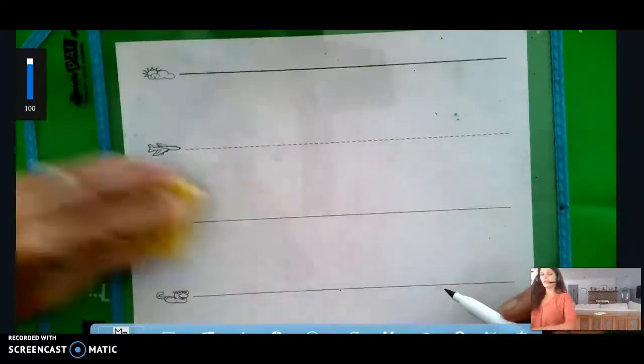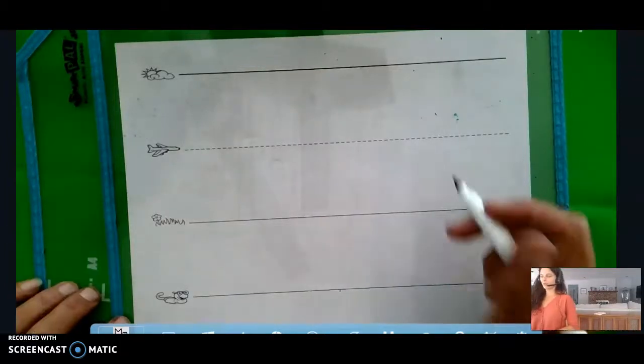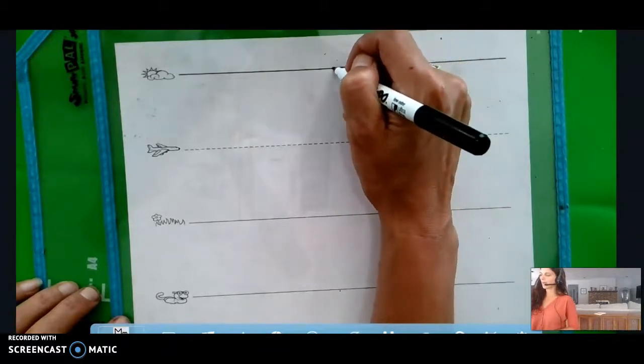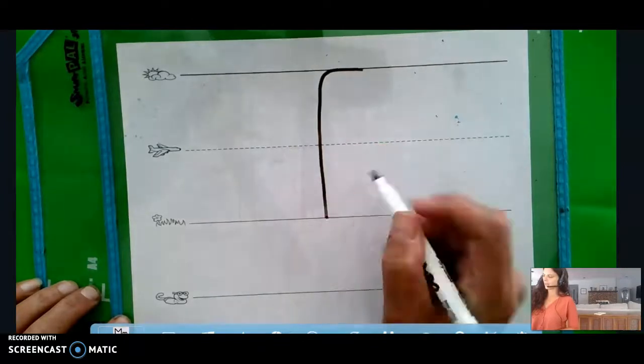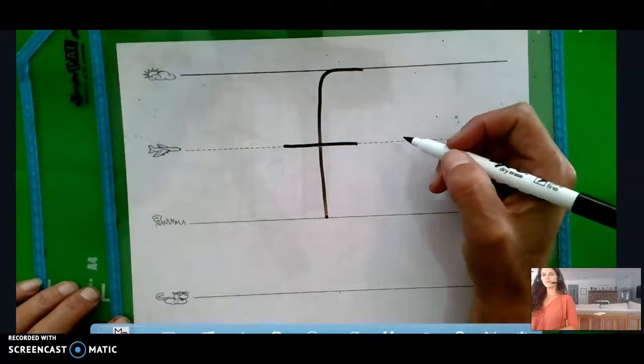Next one. You start at the skyline, you fly backwards on the skyline, go straight down to the grass line, cross at the plain line. F, fun.